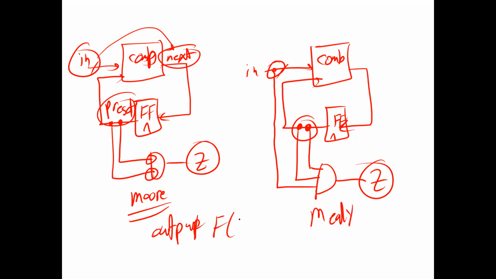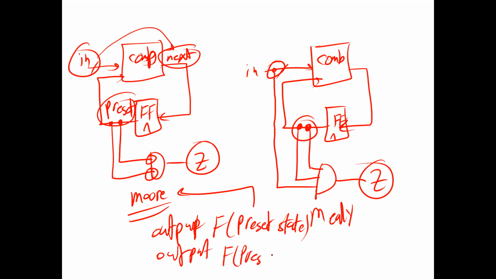Okay, so if the output is a function of present state, this is a Moore type machine. If the output is a function of the present state plus the inputs of your sequential circuit, this is a Mealy type machine. And both of these will become obvious when you check the state diagram. You can tell directly if this is a Mealy or a Moore machine. Okay.